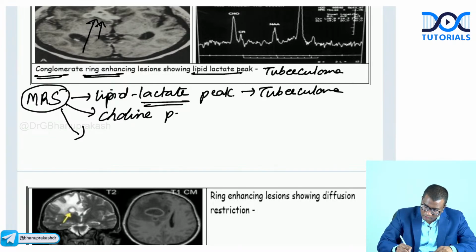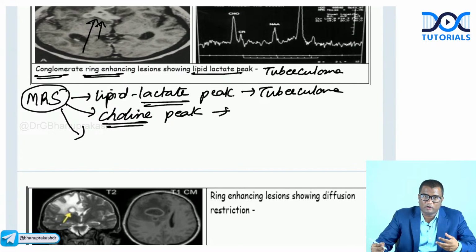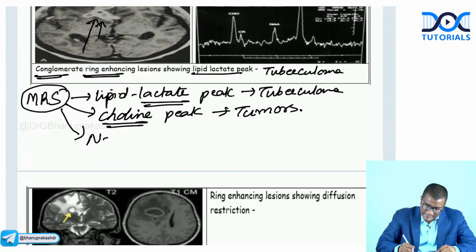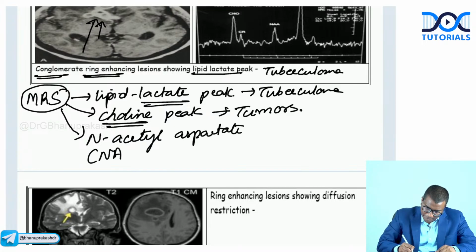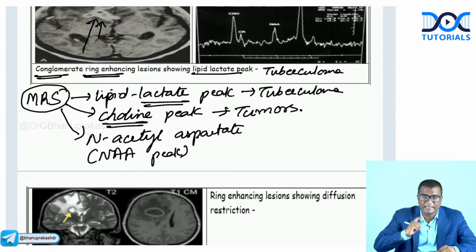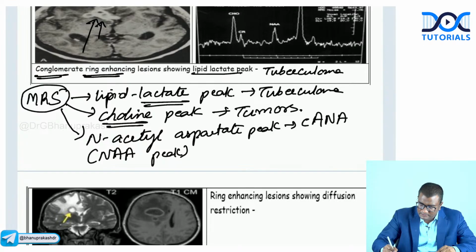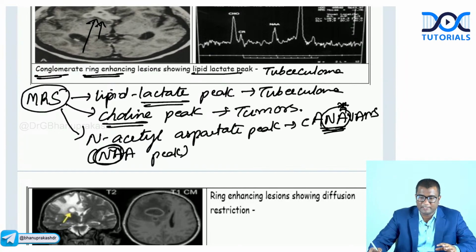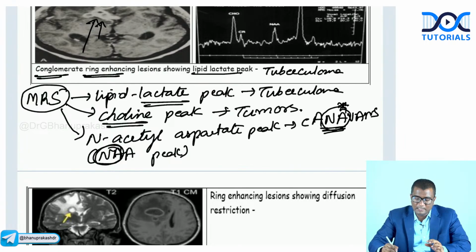And choline means a lot of cell membranes, right? Phosphatidylcholine. So a lot of cells are there. So this is tumors. The choline peak will be seen in tumors. Whereas the N-acetyl aspartate peak, NAA peak, is seen in the case of Canavan's disease. So remember these three things. Whenever there is a lipid lactate peak, think of tuberculoma. Choline peak, think of tumors. And NAA peak, think of Canavan's disease.